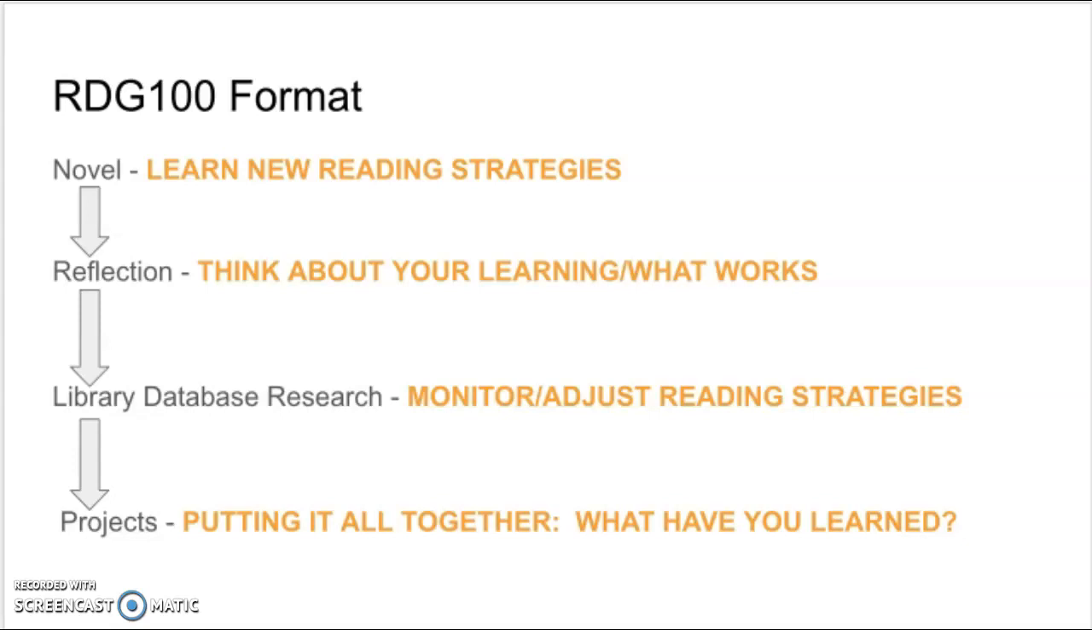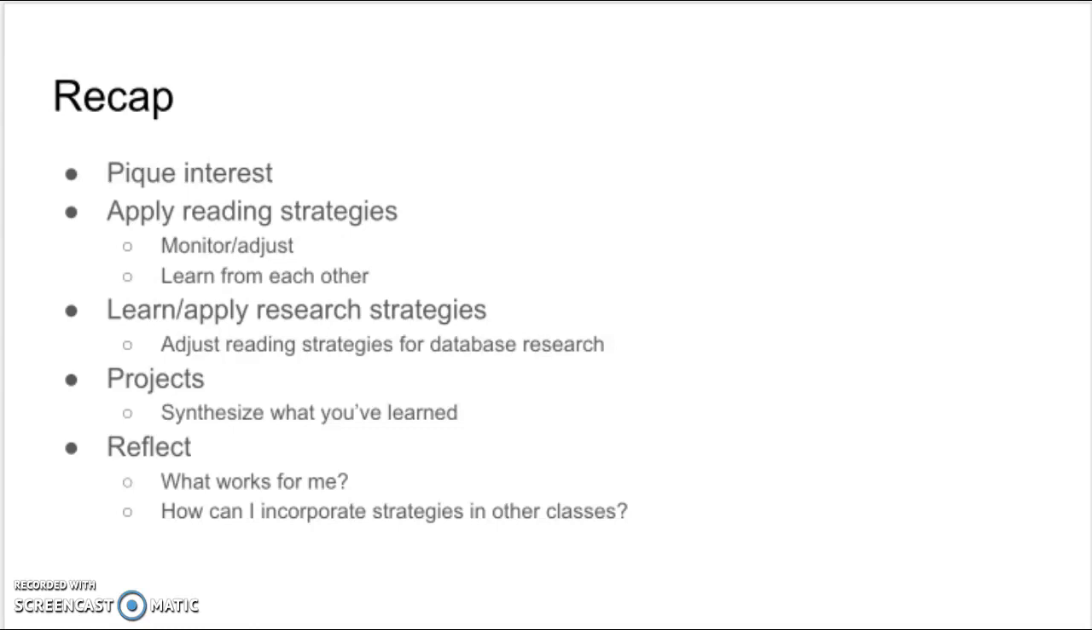In Reading 100, you're going to be learning new reading strategies as you're reading the novel and as you're reading the memoirs. You're going to be taking some time to reflect about your learning and those strategies and what works for you. And then as you do the database research, you're going to take those same strategies and monitor and adjust those in the research. And how are you going to read a little bit differently for factual information as opposed to personal memoirs and novels? And then you're going to put that all together in showing us what you've learned in the projects that you do.